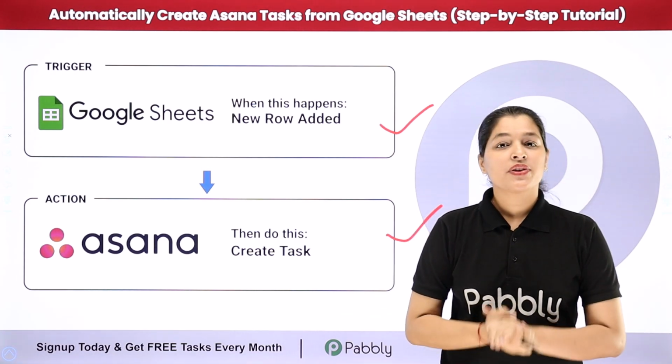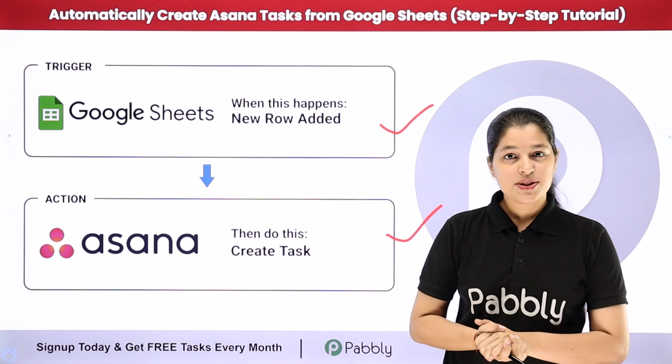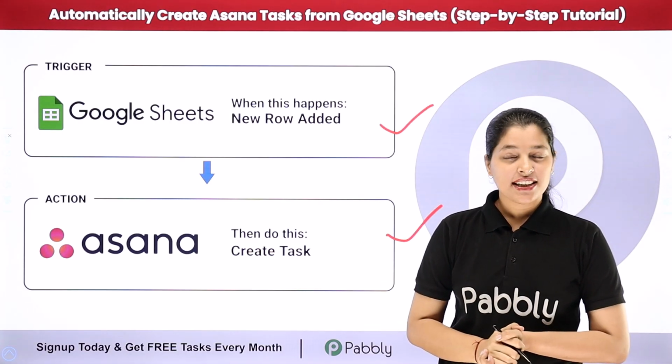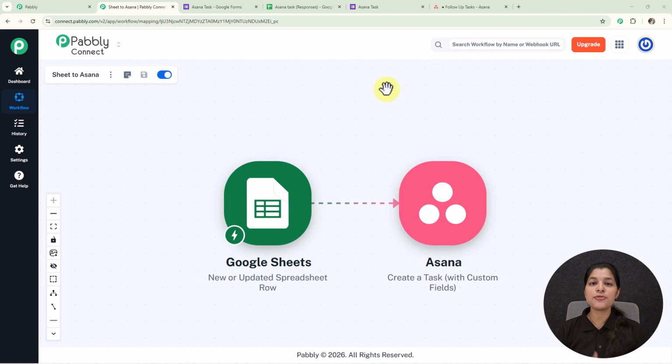So if you also want to create this automation for your own business too, then let me take you towards my screen. So welcome to my screen, and now let me show you how you can automatically create tasks from Google Sheets. So right here on my screen you can see I have already integrated both these applications, that is Google Sheets and Asana.